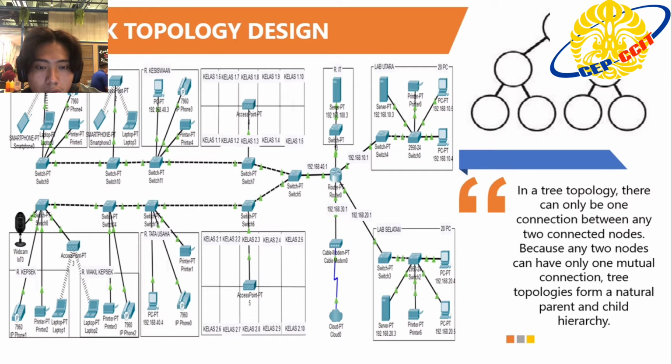Here, we use a tree topology, which is the result of a combination of bus topology and star topology. Tree topology is used for interconnection between hierarchies with different centers. On this slide, there are 5 gateways. First, the gateway that leads to the teacher room and the principal office uses the IP address 192.168.40.1.